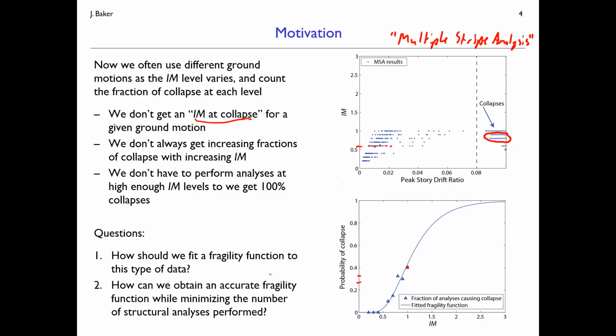Okay, so our questions are, how do we fit a fragility function to this type of data? And then the second question is, once I've got a procedure to do this fitting, how can I be effective in performing my structural analysis? How can I be efficient in identifying the analysis strategy so that I don't waste my time doing a lot of structural analyses that aren't providing good constraints on the fragility function.